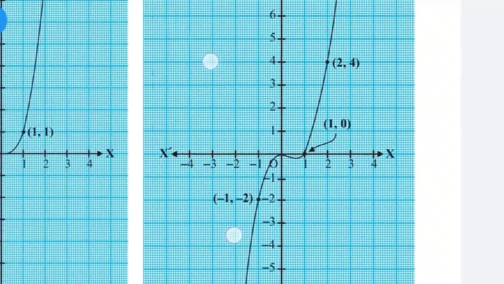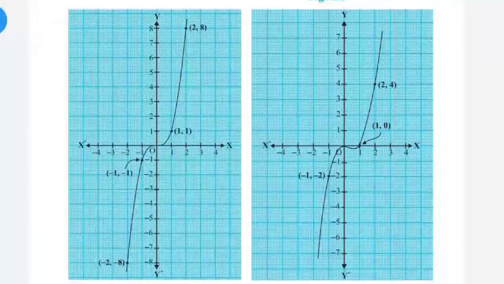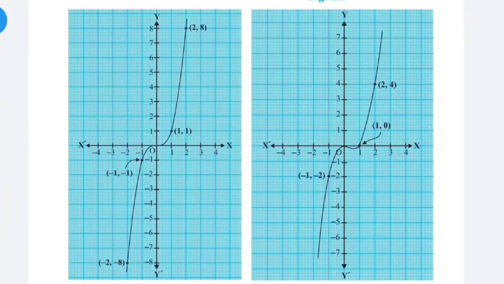From this we can understand that a cubic polynomial, means a polynomial of degree 3, has at most 3 zeros. What is meant by at most 3 zeros? Maximum 3 zeros. It may have 1 zero, 2 zeros, 3 zeros or no zero. That is at most 3 zeros.